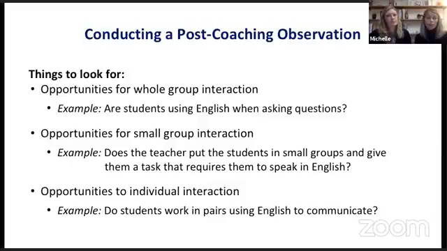So I would go back in to observe, and I would again be looking for whole group interaction opportunities. Whether or not Michelle maybe has developed some small group opportunities for students to speak using the target language. And then also some of those individual interactions. Michelle mentioned she had a larger class, so sometimes it's really hard to call on all of the students. And so having them turn to a neighbor or work in pairs ensures that everyone gets a chance to speak in the target language.